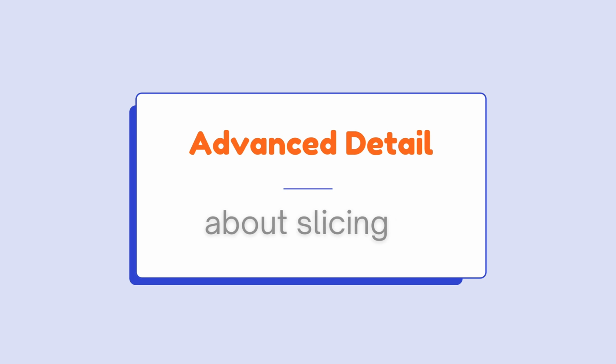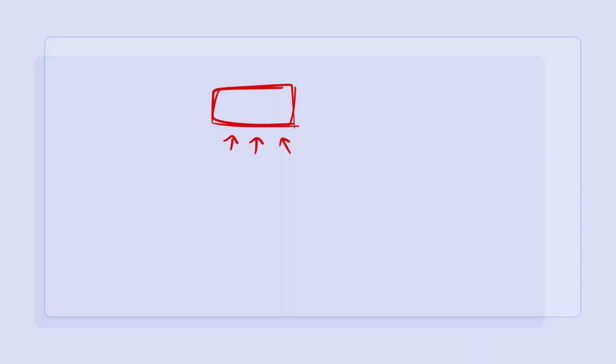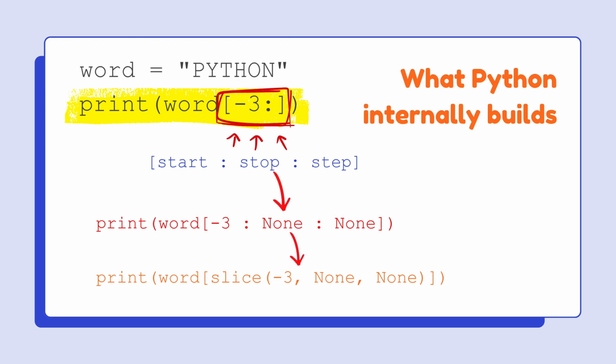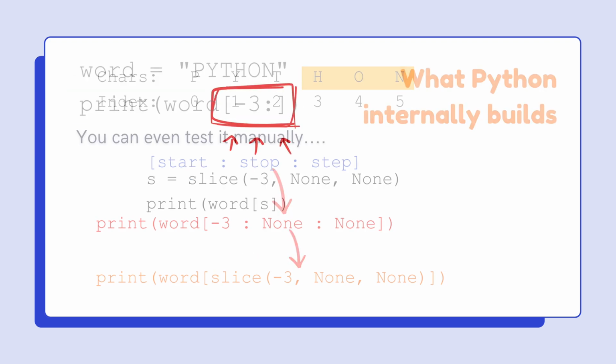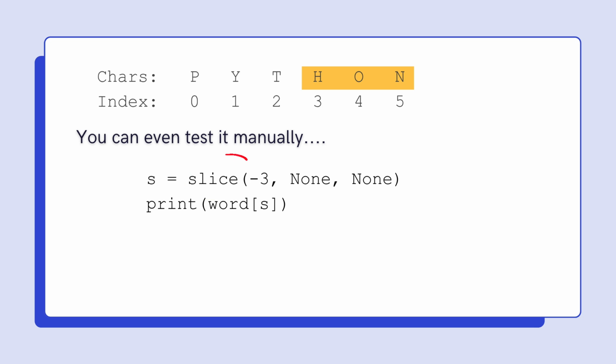Here is a little bit advanced detail of what is going on behind the scene of slicing we have seen just now. Python actually uses a slice function in place of the square bracket. You can even test it manually using the slice function.